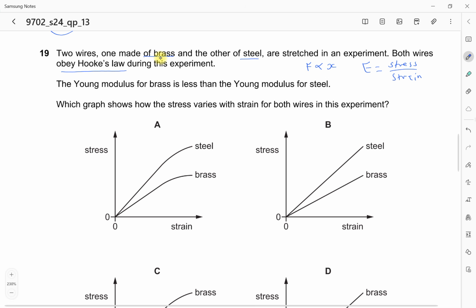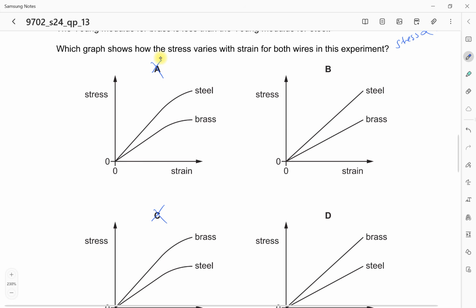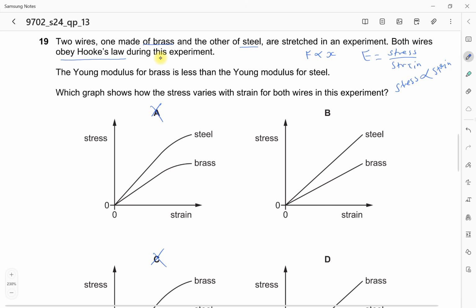So that means it should be a straight line, because if they obey Hooke's law, if force is directly proportional to extension, then it also means stress should be directly proportional to strain. So if stress is directly proportional to strain, it means that the gradient should be Young modulus. So a graph of stress against strain should, first of all, be a straight line, which means A is out, and C is out because the graph should be a straight line since stress is directly proportional to strain. And the gradient equals Young modulus E. So the gradient of a stress against strain graph is Young modulus.